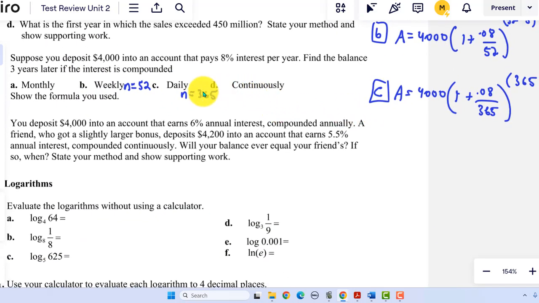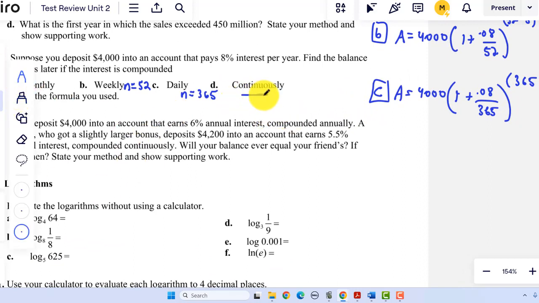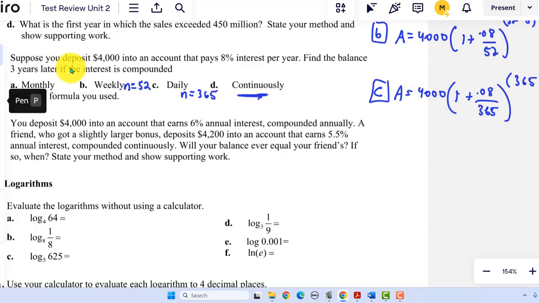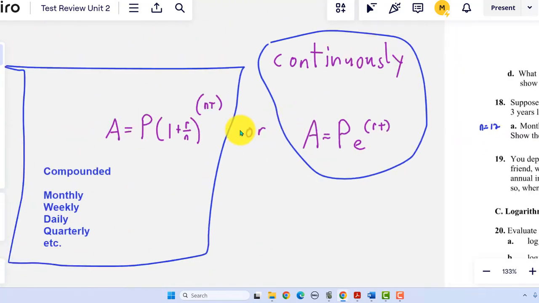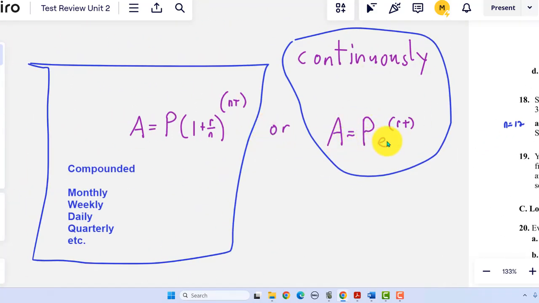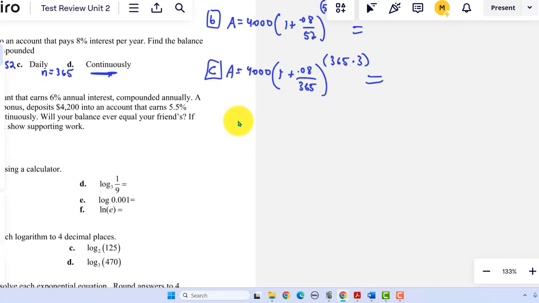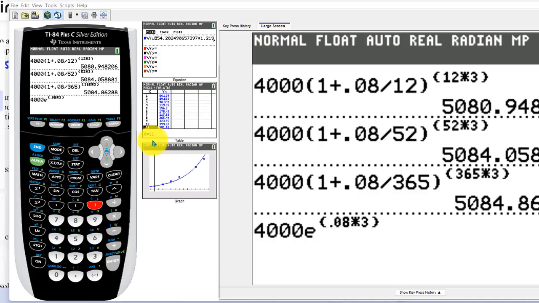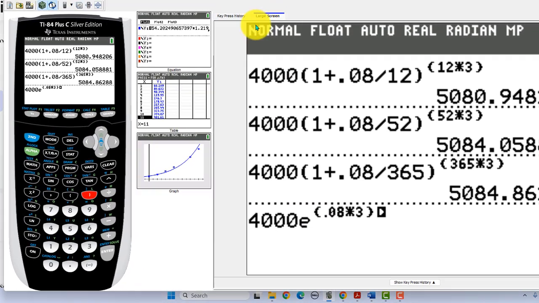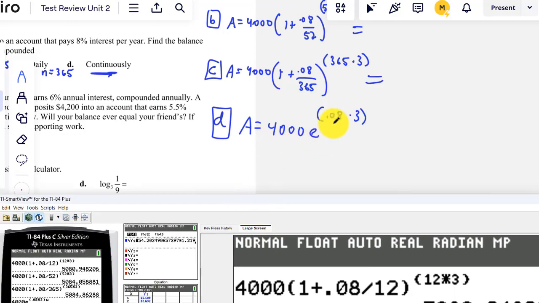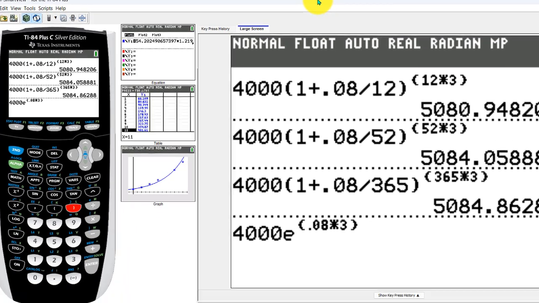Now, as soon as you see the word continuously, that changes everything. As soon as you see this word, you know you're going to this formula instead: A equals P E raised to the RT. So for letter D, we're going to write this, so I put that into my calculator, the 4,000 E to the RT.